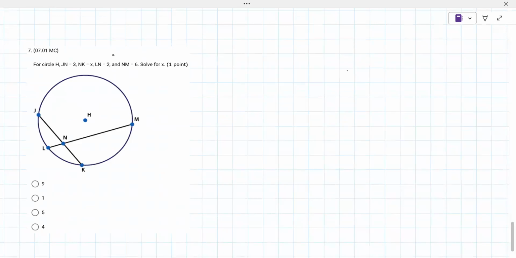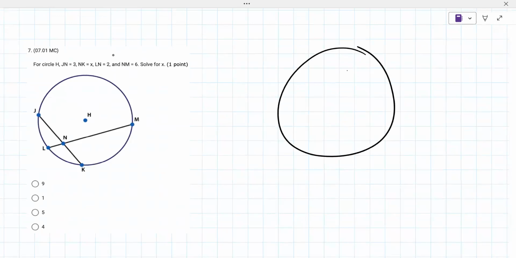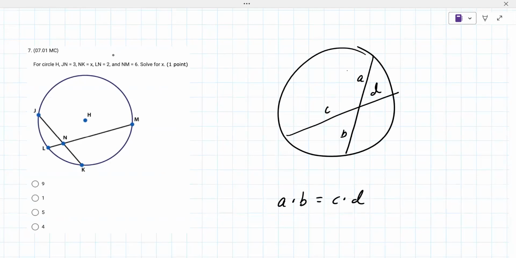All right, so this is another one where you need a formula. When you have two chords, I'm going to use A and B to indicate the lengths of those sides, C and D for these other ones. A times B equals C times D. So the products are the same. Go ahead and use that information to substitute the numbers in there for JN and NK and then LN and NM and solve for X.